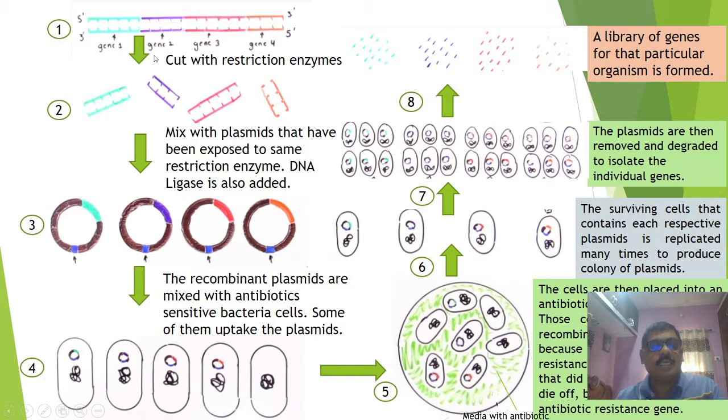And after that, these are the small fragments after the action of the restriction endonuclease. Along with that, the vector molecules are also cut with the same restriction endonuclease, and these vector molecules, which are linear, and these fragments of the DNA are then mixed with the plasmid that has been exposed to the same restriction enzyme, and the DNA ligase is added.